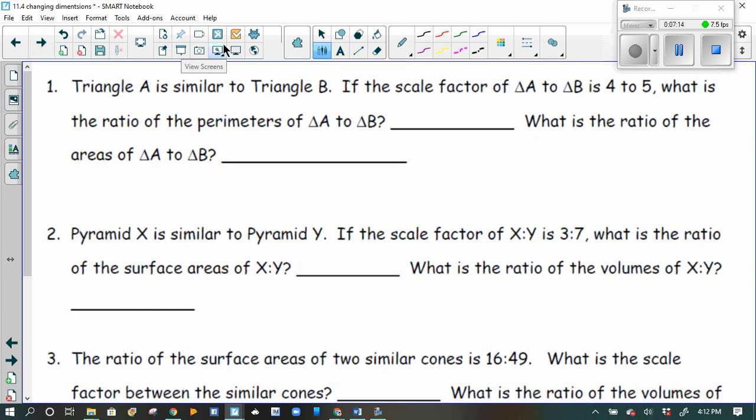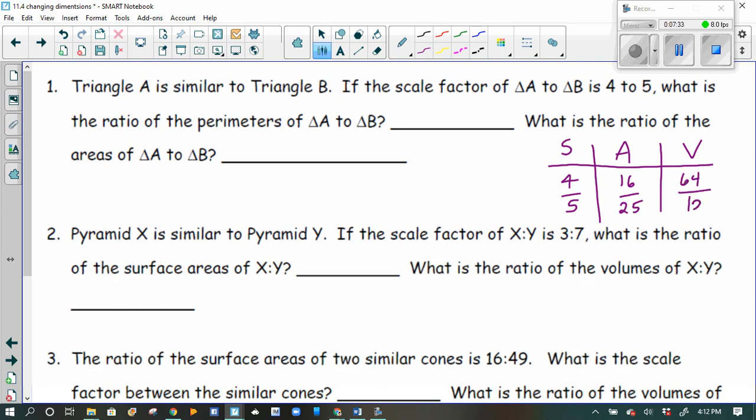So triangle A is similar to triangle B. I don't care what kind of triangle it is. It's just triangle A and B. If the scale factor of A to B, so we're talking SAV table, okay? If you do the SAV table, it saves so much time. It's 4 to 5. So that means 16 over 25 and 64 over 125. I just go ahead and get all three no matter what it's asking for. And then that way I can just pull from it as I need it.